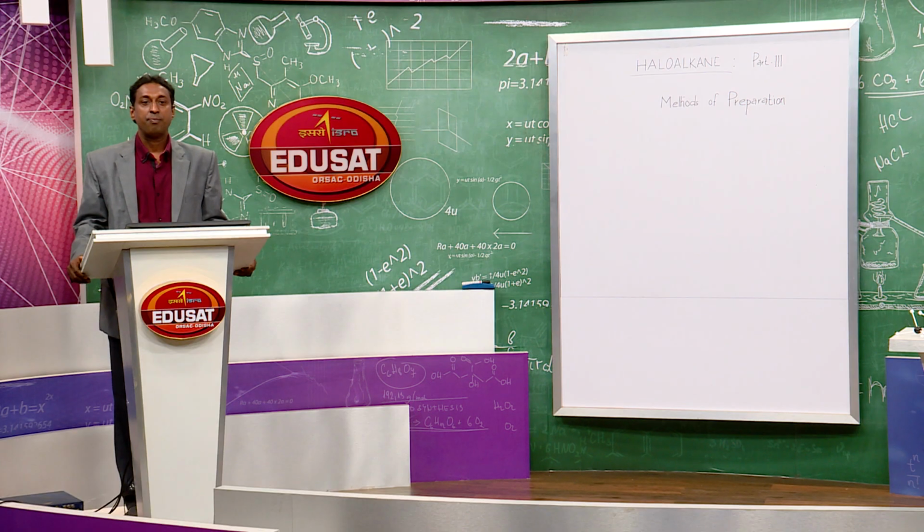We have discussed the classification of haloalkanes and haloarenes based on the number of halogens attached to the alkane system, that is monohaloalkane, dihaloalkane, trihaloalkane, tetrahaloalkane. Similarly, monohaloarene, dihaloarene, trihaloarene, and so on.